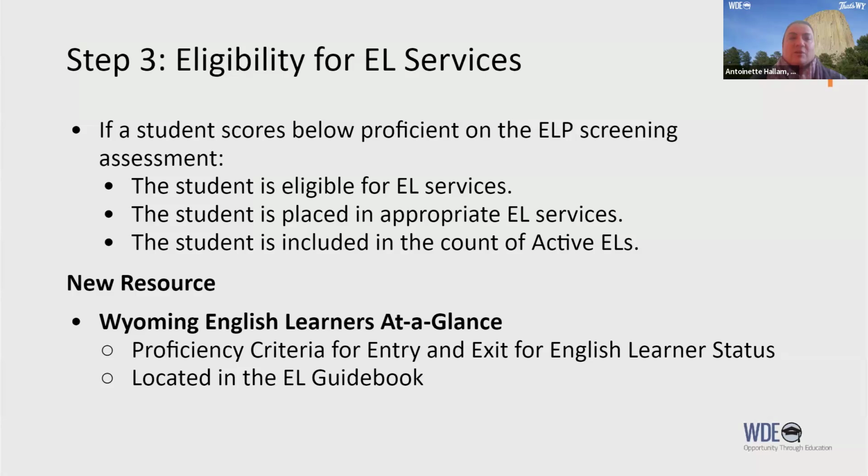It's called the Wyoming English Learners at a Glance: Proficiency Criteria for Entry and Exit for EL status. This resource was designed to be a one-page document, with all the criteria that I just mentioned, for easier access to information for districts, and is available in the EL guidebook. I will have to say that the 2024-25 EL guidebook has not been released yet, but it should be released any day. And this one-page resource will have all the proficiency criteria for all the EL assessments, which will include the screeners and the ACCESS tests.